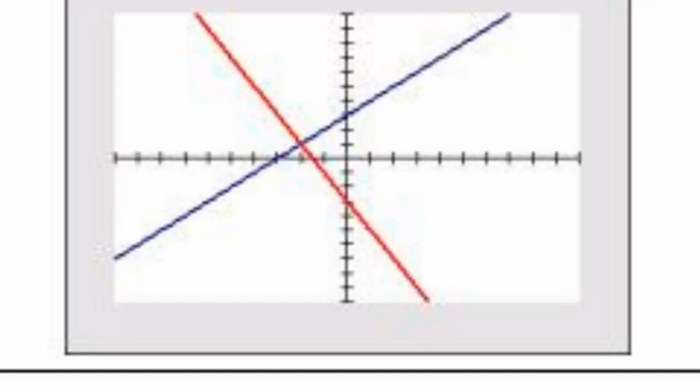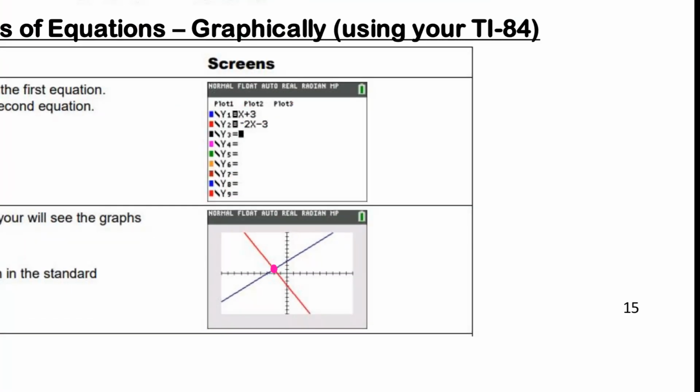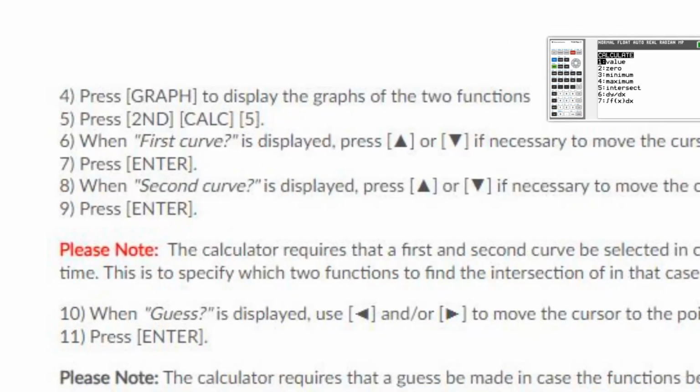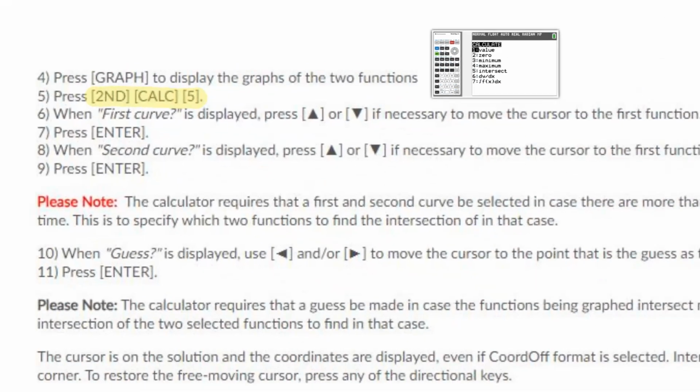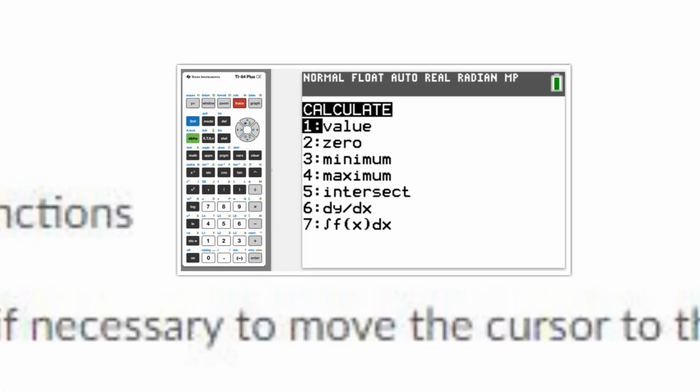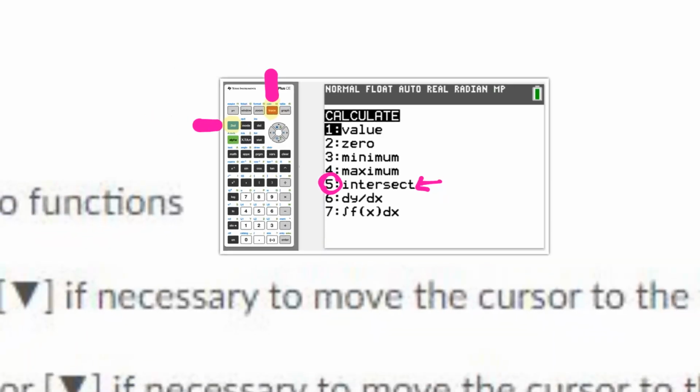Now, we want to find the solution. We want to find out where and what that coordinate point is graphically, and we want the calculator to do it. So if we flip over, we're actually going to be at step number 5, where you're next going to hit second, calc, and number 5. You're going to hit second, and then the trace button. So this button right here, and then this button right here. And you're actually going to select to find where they intersect.